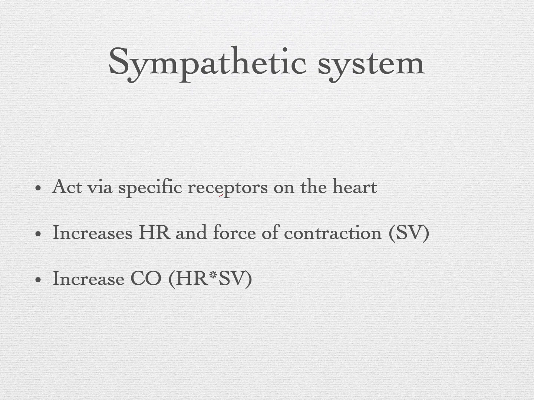The sympathetic system acts via specific receptors in the heart. It increases heart rate and force of contraction, thereby increasing the cardiac output. I think the easiest way to remember the functioning of the sympathetic system is to equate it to all the body feelings that would occur if you imagine a tiger appearing in front of you. If a tiger appears in front of you, there would be an increase in the heart rate and an increase in the force of contraction, leading to an increase in the cardiac output.